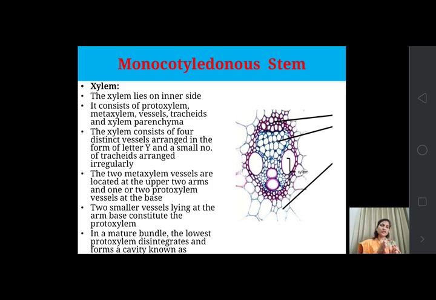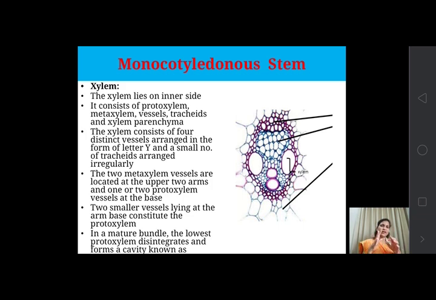So the xylem consists of four distinct vessels arranged in the form of the letter Y. You can see two large vessels and two small vessels, and their arrangement looks like that of the letter Y, a Y-shaped structure. The letter Y has two arms and one stalk. So this arrangement of vessels is also like that. The two large vessels act as the two arms of the Y, and the two small protoxylem vessels act like the stalk of the Y. So it looks like the letter Y.